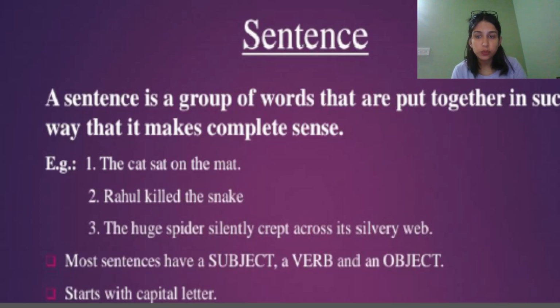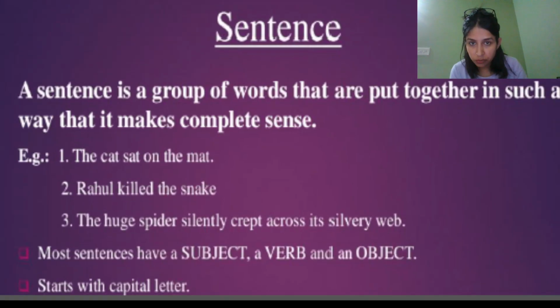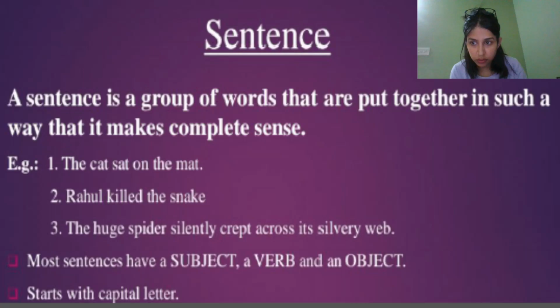A sentence is a group of words that are put together in such a way that it makes complete sense. We can call a statement a sentence only when it makes complete sense. If it is not making complete sense, then we do not call that group of words a sentence. For example, the cat sat on the mat. This is a complete sentence and it is making complete sense.